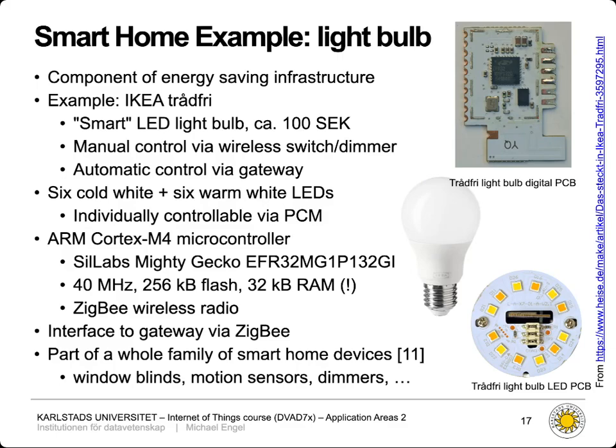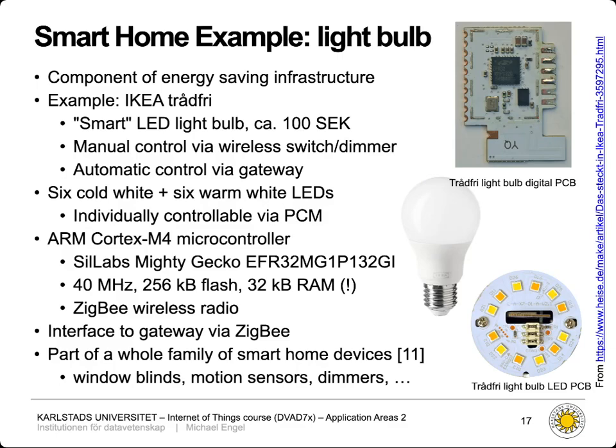And that's pretty interesting. So this light bulb provides you not only with manual control, so you have wireless switches or wireless dimmers that can communicate with your light bulb to turn it on or to change the color temperature or the intensity of your lighting. This is done by a number of 12 LEDs. So you have 6 cold and 6 what we call warm white LEDs, and these signals can be mixed and controlled in their intensity using pulse width modulation.